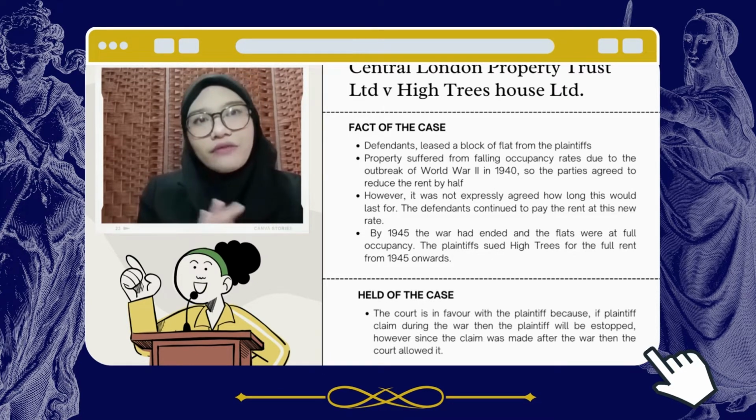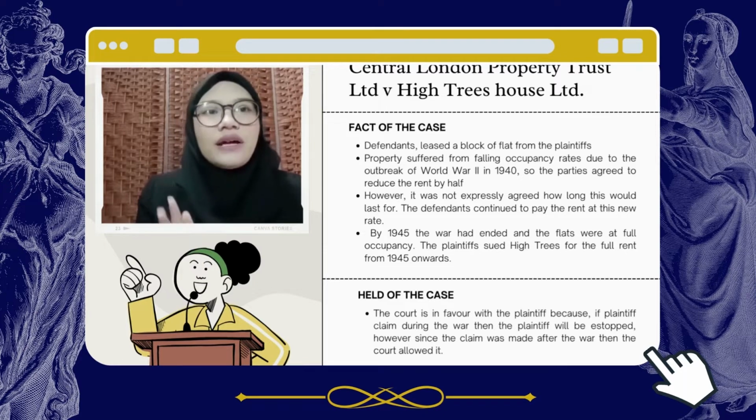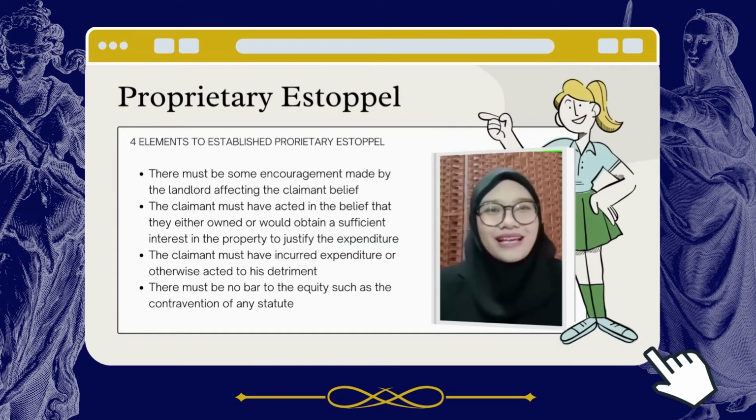By 1945, the war had ended and the flats were at full occupancy. The plaintiff sued the defendant for the full rent from 1945 onwards. The court was in favor of the plaintiff because if the plaintiff had claimed during the war, then the plaintiff would be estopped. However, since the claim was made after the war, the court allowed it. Let's move on to the preparatory estoppel.